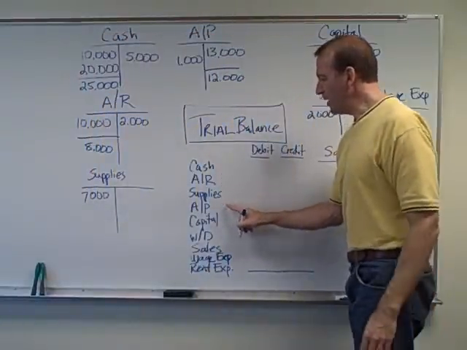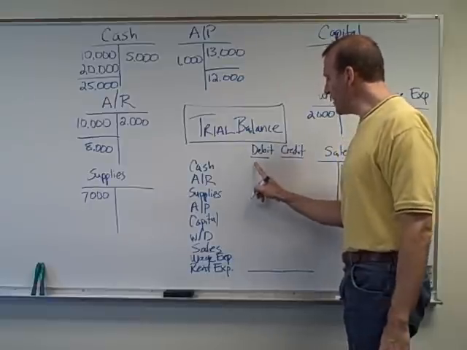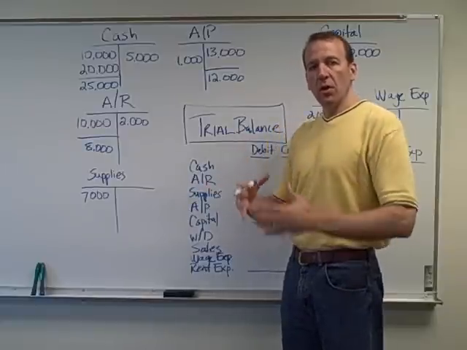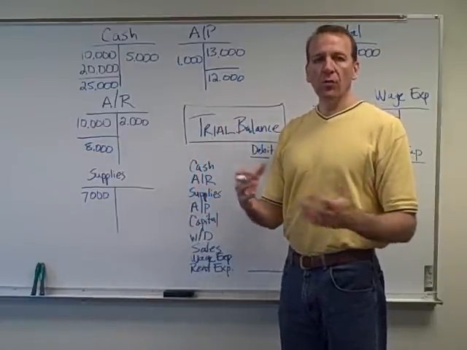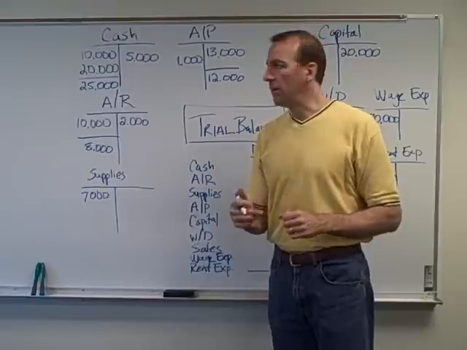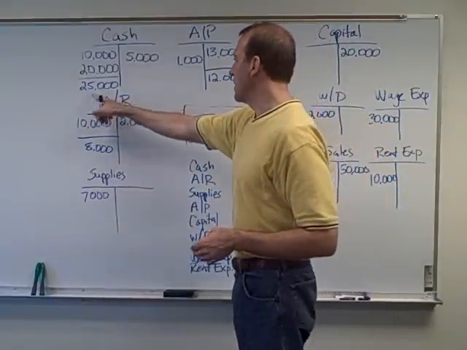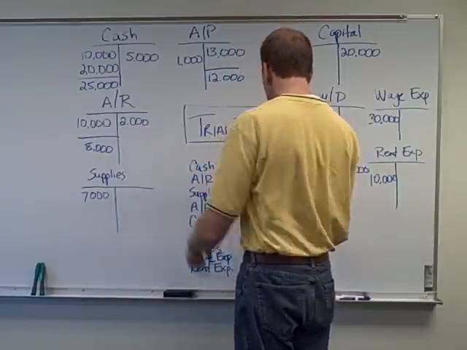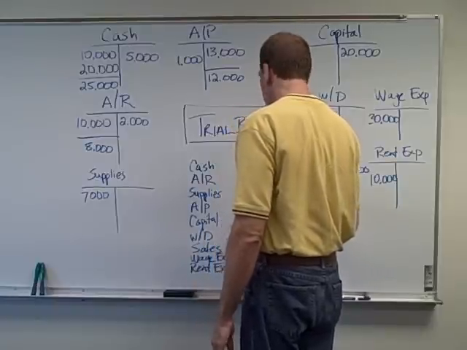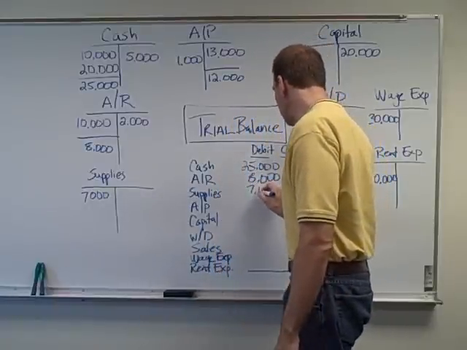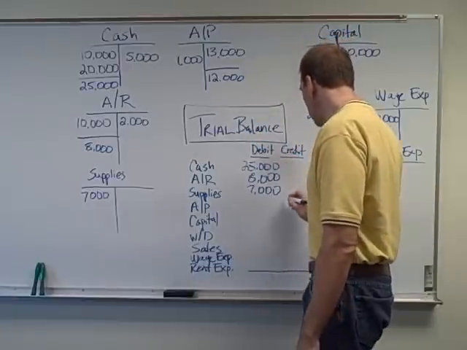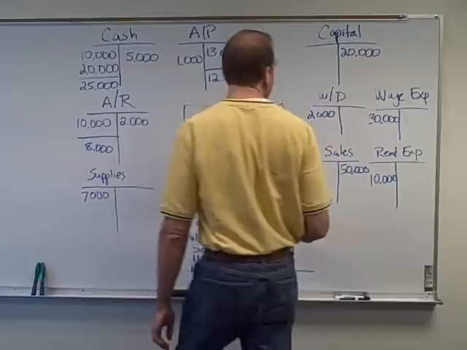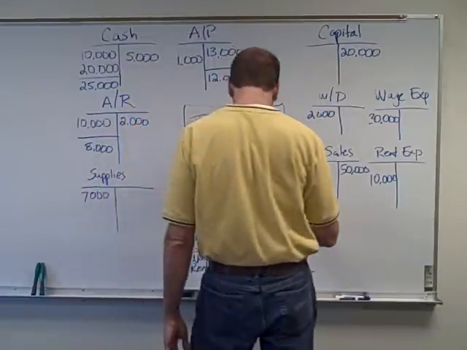We just label every single account that we have, and then we have a debit and a credit column. Because every transaction has debits equal to credits, then overall, when we put everything together, our overall debits and credits should equal. So we've got cash, 25,000, so we're going to put that down. 25,000. Accounts receivable, 8,000. I'm trying to do this as straight as possible. Supplies, 7,000. Accounts payable, credit, you've got to be really careful, it's got to go in the right column. Credit of 12,000. Capital, credit of 20,000.